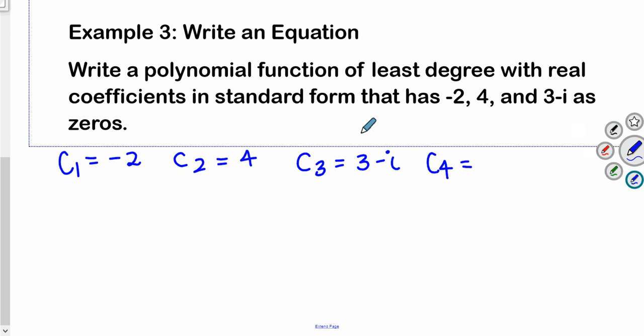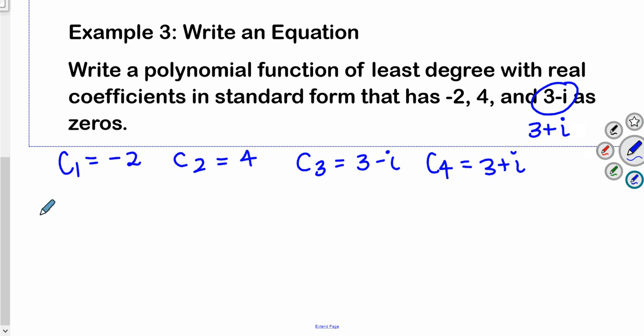They don't tell us what it is directly, but because this is 3 minus i, we can also assume that 3 plus i is a zero. This is because i is a square root, and every time we have a square root in a polynomial, it's going to be plus and minus. So 3 minus i is the minus version, and 3 plus i would be the positive version.